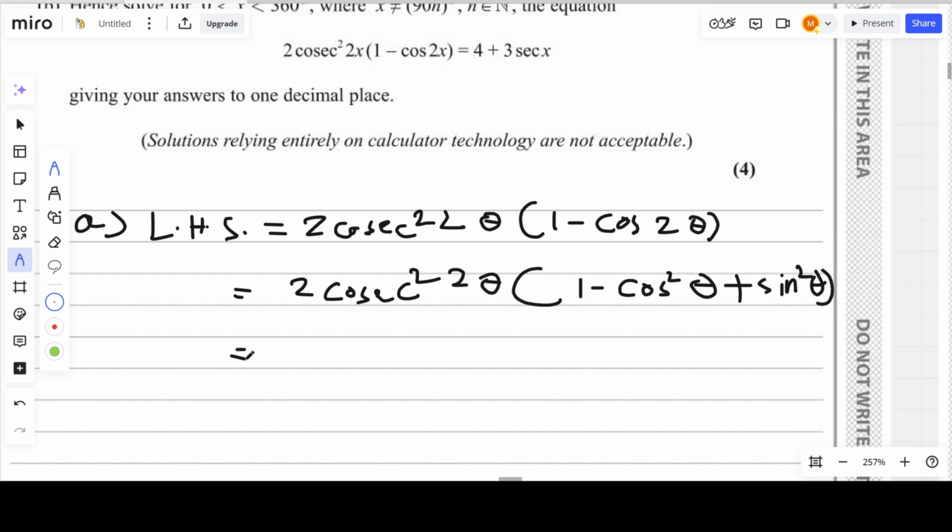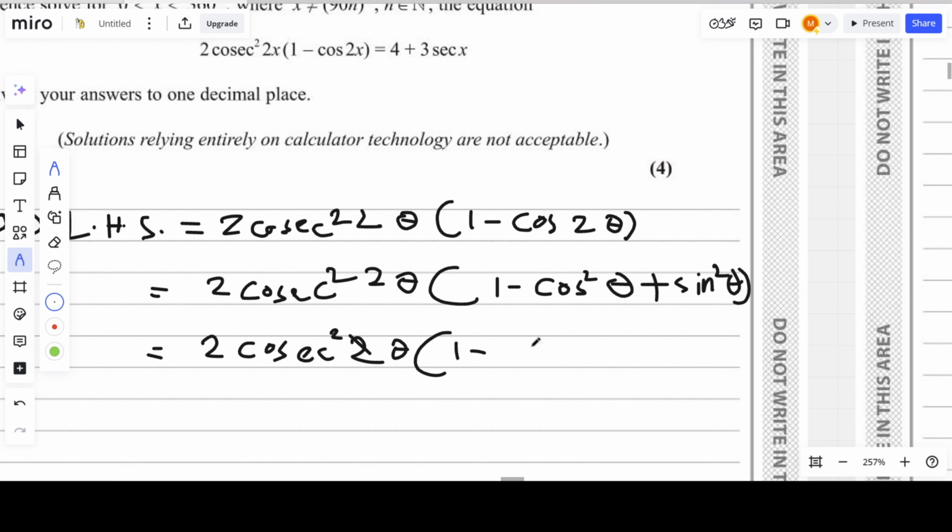Next, we can further simplify the bracket. How can we simplify the bracket? Cos squared theta can be written as 1 minus sin squared theta. So 2 cosec squared 2 theta times (1 minus cos squared theta) can be written with 1 minus sin squared theta. Since there was a negative sign before cos squared theta, that makes it positive, so positive sin squared theta plus sin squared theta, this will be plus 2 sin squared theta.